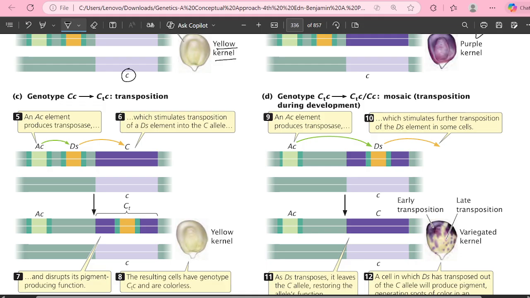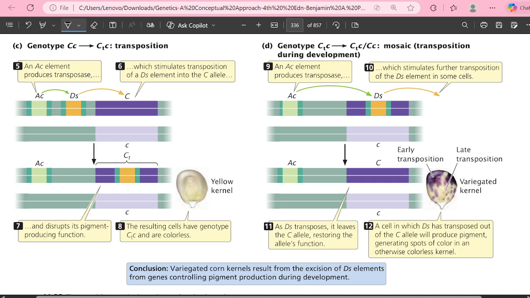As soon as this DS element inserts itself into the C gene, it becomes CT. When it becomes CT, the kernel becomes yellow. So this coming in and coming out of this DS element is causing the variegated kernel. Variegated kernel means the alternating sectors on the kernel. Alternating sectors of what? Alternating sectors of pigments on the kernel.